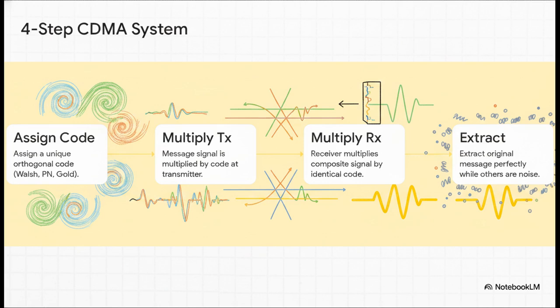Step 1. Every user is assigned a unique orthogonal code, like a Walsh, PN, or Gold code. Step 2. Your message is multiplied by this code at the transmitter. Step 3, at the receiver, that composite signal gets multiplied by the exact same code again. Because the codes are mathematically orthogonal, your specific message pops out perfectly in step 4, while everybody else's transmission just registers as low-level static. It's a brilliant way to get massive security and noise immunity.